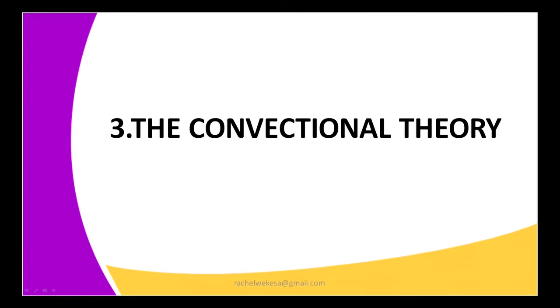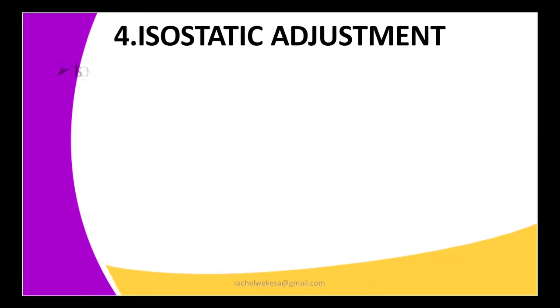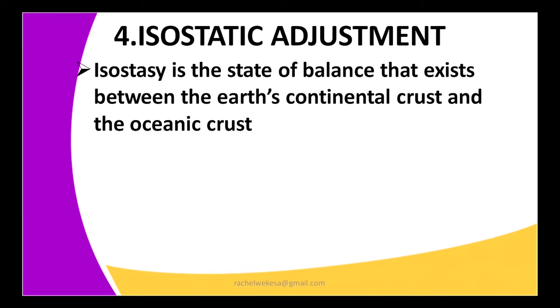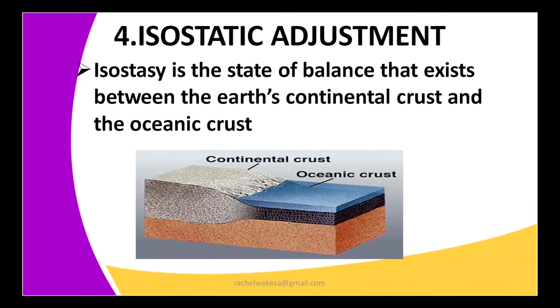Now that you have seen that video, I hope you understand how convectional theory works and how it causes Earth movement. Our fourth cause of Earth movement is isostatic adjustment. Isostasy is the state of balance that exists between the Earth's continental crust and the oceanic crust. Below is a picture where we see the continental crust and the oceanic crust. If you look at this picture very well, you see that the two tend to balance together.